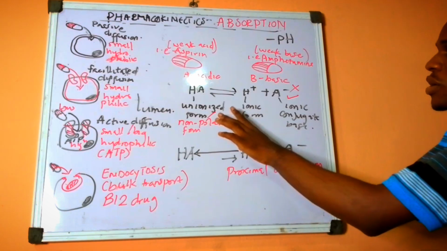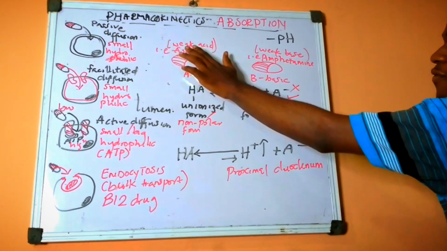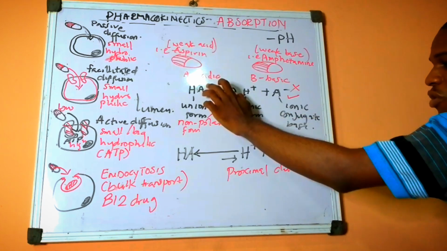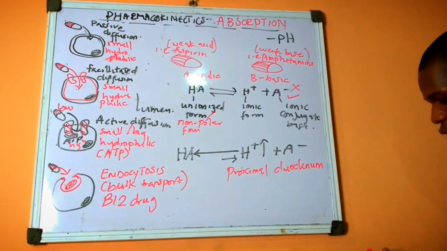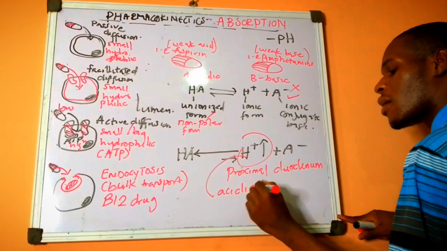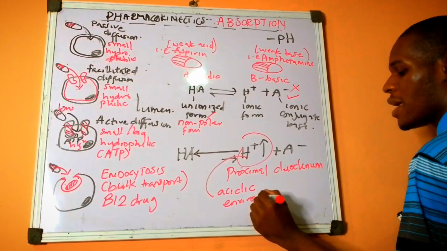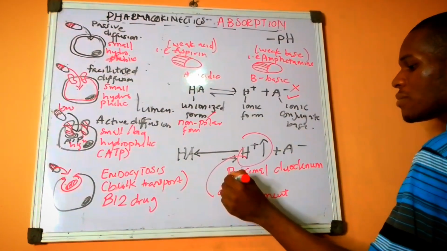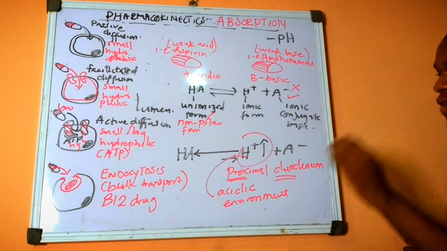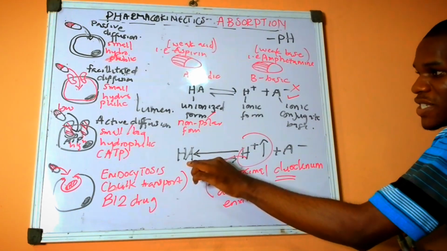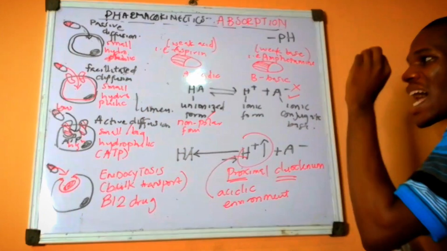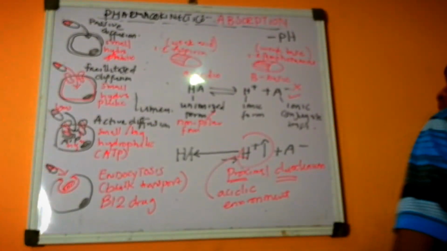So you have understood that weak acids like aspirin, which are acidic drugs, can only be absorbed in an acidic environment like the proximal duodenum, because more of the non-polar form is formed there, and of course the non-polar form is readily and easily absorbed. Let's talk about weak bases.